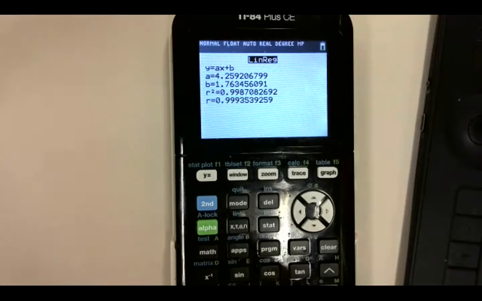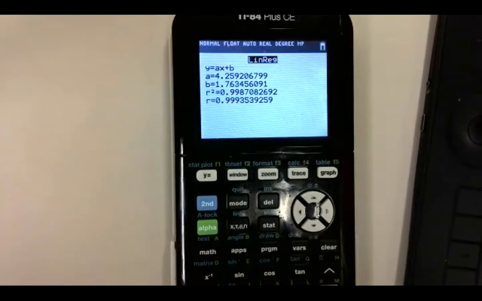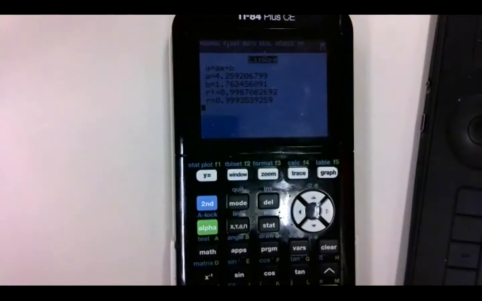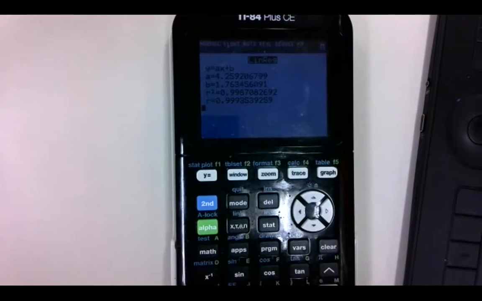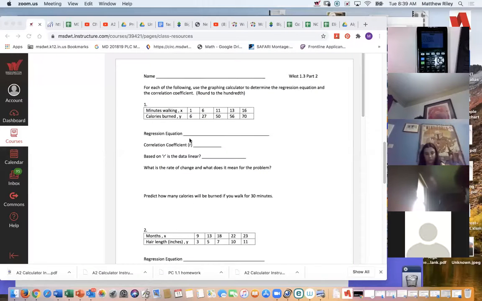So back on that worksheet, if I share this again, my regression equation is just, I can't type on this one, sorry. It's going to be y equals 4.26x plus 1.76. Your correlation coefficient is just your R value. So my R value is 0.99935 or 0.999.